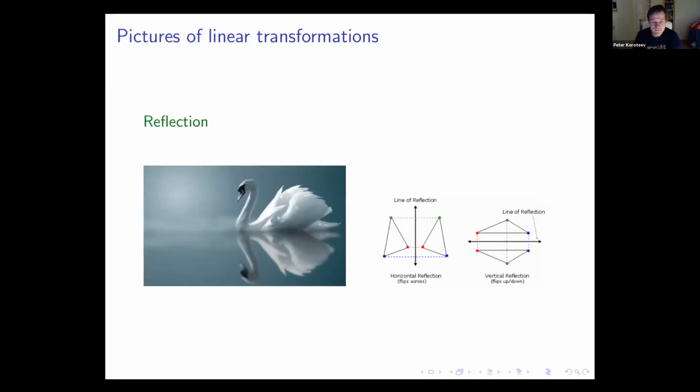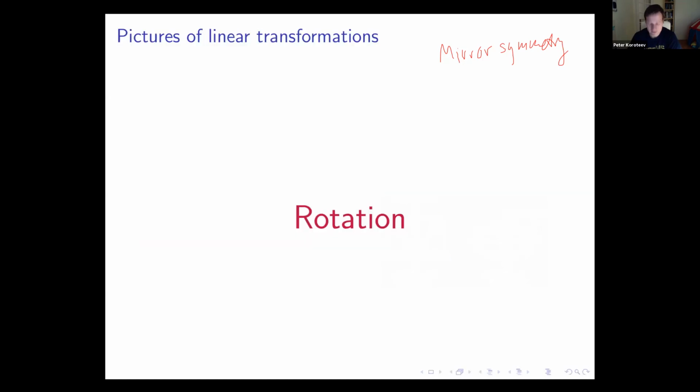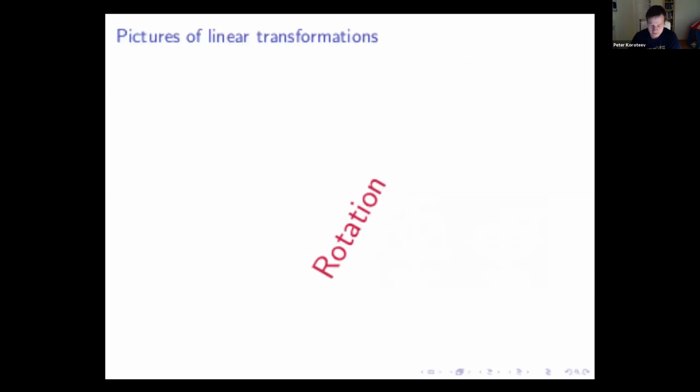Then there's a reflection. We'll write the formula soon. So you take a mirror symmetry. There are two examples with horizontal reflection and vertical reflection, but of course it can work relative to any axis. Then rotation. Well, the name speaks for itself.